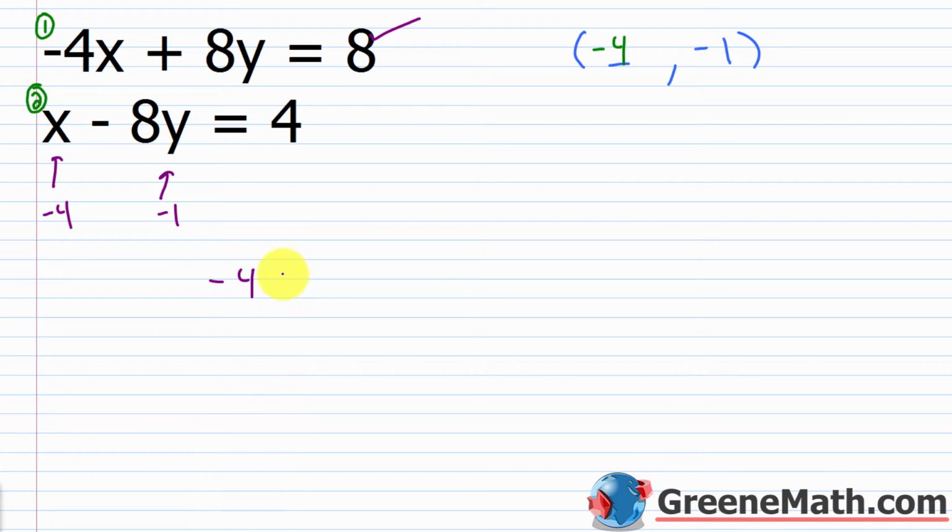So I'd have negative 4 minus 8 times negative 1 is equal to 4. So I'd have negative 4. Then negative 8 times negative 1 is 8, so plus 8 equals 4. And of course, negative 4 plus 8 is 4. You get 4 equals 4. So yeah, it works out as a solution there as well. The ordered pair negative 4 comma negative 1 is the solution for this system.